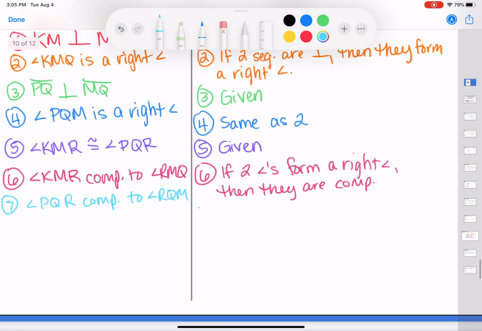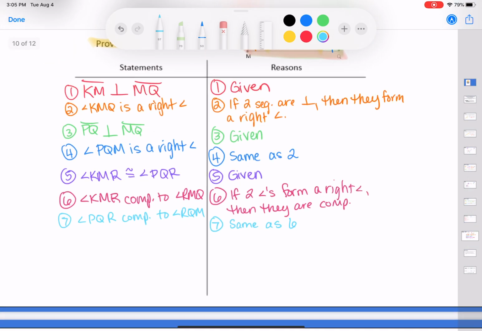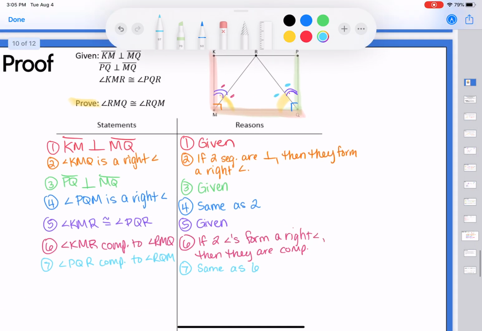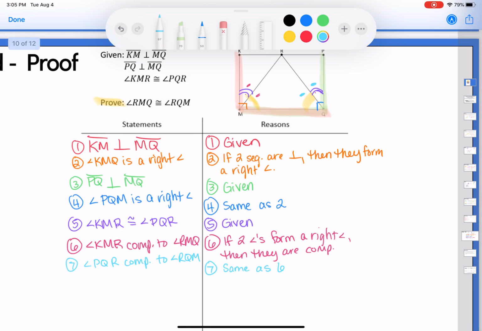Okay, and again, this would be exactly the same as the last step. So you can rewrite if two angles form a right angle, then they are complementary. That's perfectly fine. Or in my case, I'm going to write same as 6. Again, if you had them in a different order, just change the same as whatever number it happens to be. All right, so I've got my complementary and I've got my complementary. Now, how many angles am I talking about here? Two complementary angles on the left, two complementary angles on the right.